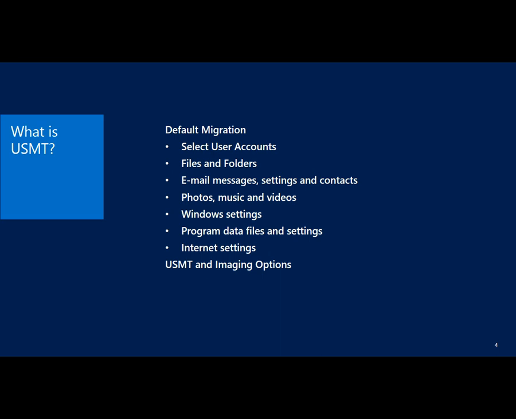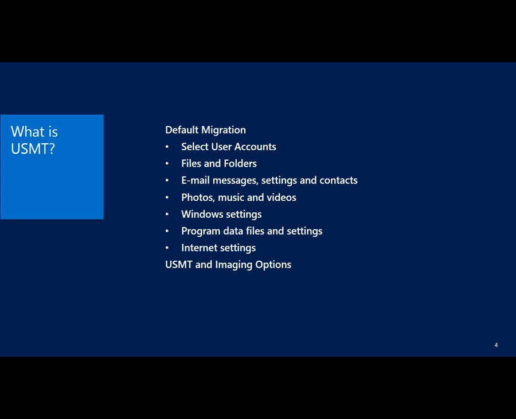Windows settings, so the background, maybe the desktop that you might have customized, we can migrate those settings over. Certainly migrate some program data, files, and settings. There's a default set of programs and associated files that we can migrate. You can add others if you need to. Internet settings, internet favorites, and so on. We can migrate those over as well. So we'll look more at what we migrate by default in a little bit, but that's a decent list of general items to start with, right?